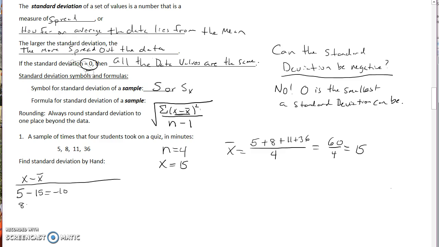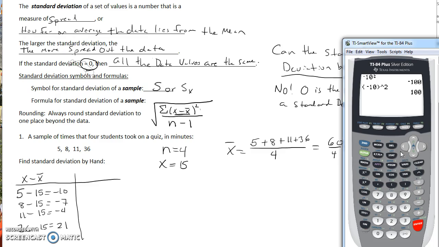Now we're going to do the next number. 8 minus 15 is equal to negative 7. And now we're going to do 11 minus 15, which is negative 4. And then finally, we'll do 36 minus 15, which is 21. All right, the next step is it says take that number and square it.